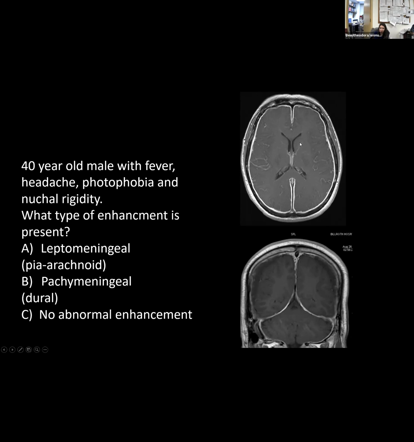Correct. Yeah, there's diffuse dural-based or pachymeningeal enhancement along the brain convexities, along the falx, and also along the tentorium, and within the posterior fossa dura here and here. So that is actually correct, pachymeningeal enhancement. So in this case, it's meningitis. Can you give me some other causes of pachymeningeal enhancement?